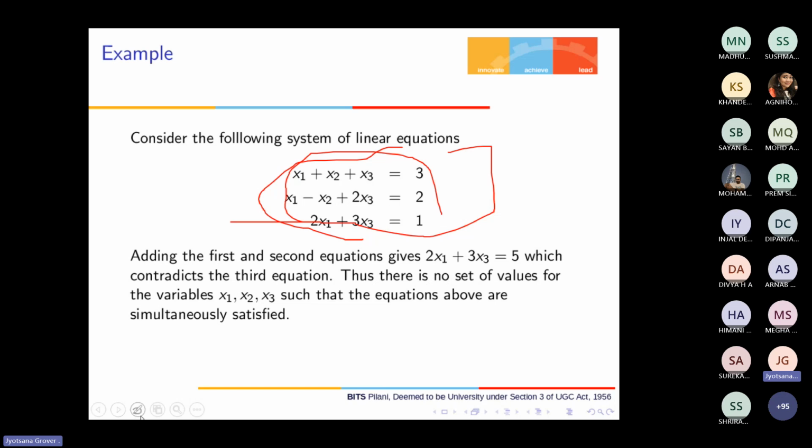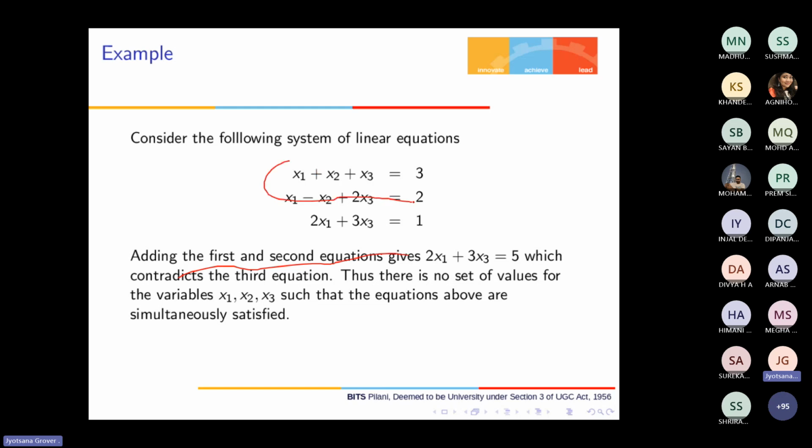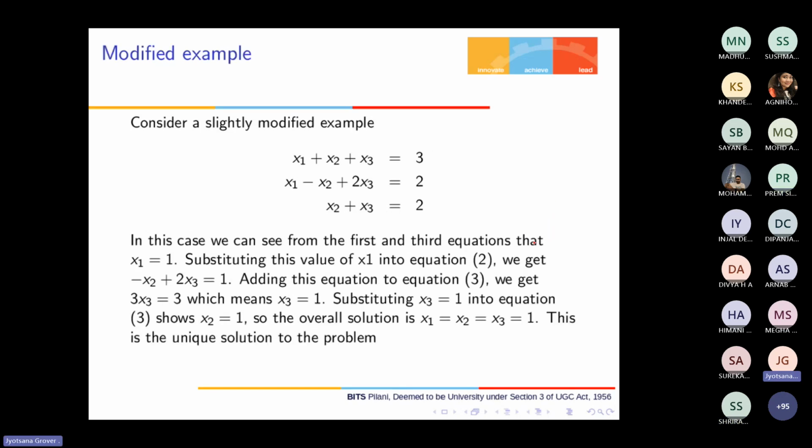Here it says add the first and second equations. On adding the first and second equations, you get 2x1, the x2 terms get cancelled, plus 3x3 is equal to 5. But the thing is, 2x1 plus 3x3 is 1. So you substitute 1, and you get 1 equals 5, but this is not valid, right? This is inconsistent. You agree or not? Yes. So this is inconsistent.